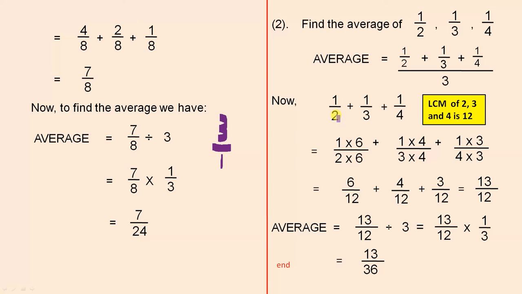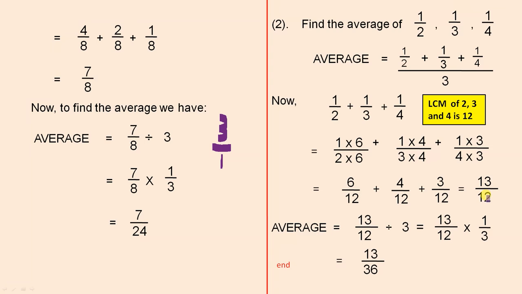How do we get 12 here? Multiply by 6 over 6. How do we get 12 there? Multiply by 4 over 4. How do we get 12 there? Multiply by 3 over 3. That simplifies to that. That simplifies to that. And that simplifies to that. When we add those three together, 6 plus 4 is 10 plus 3 is 13.